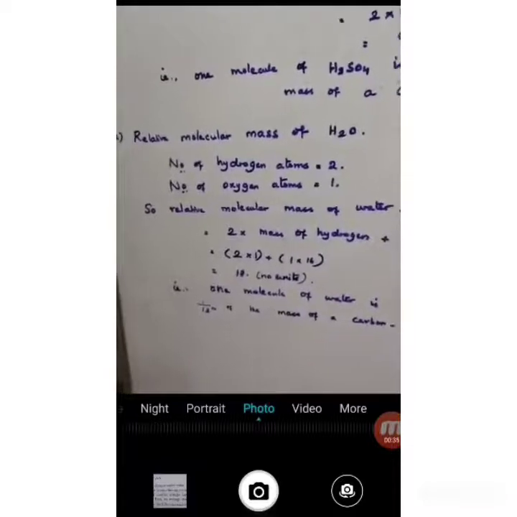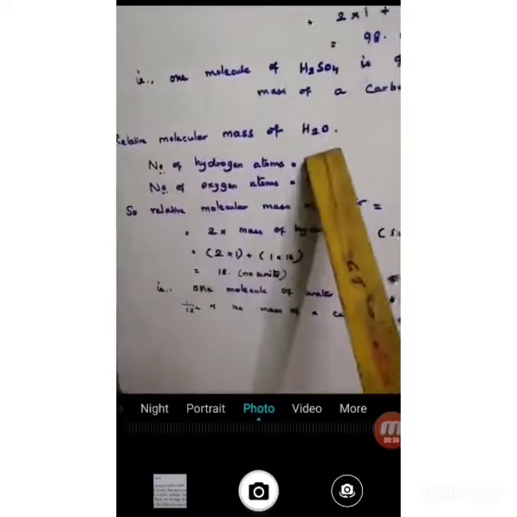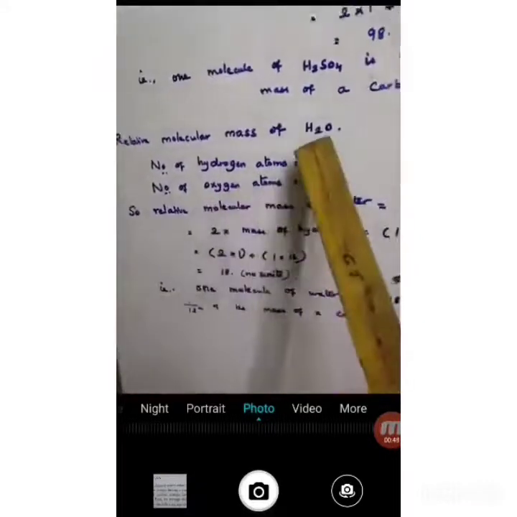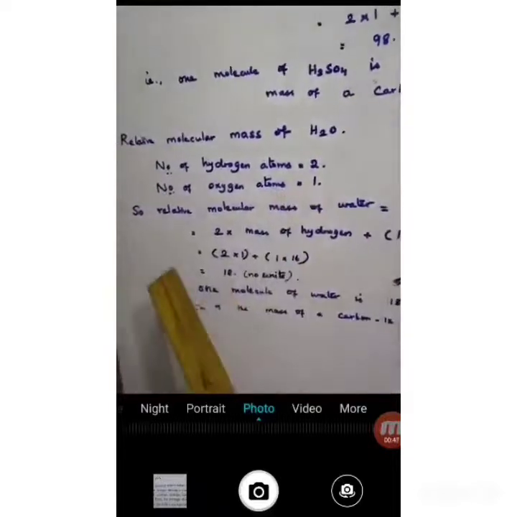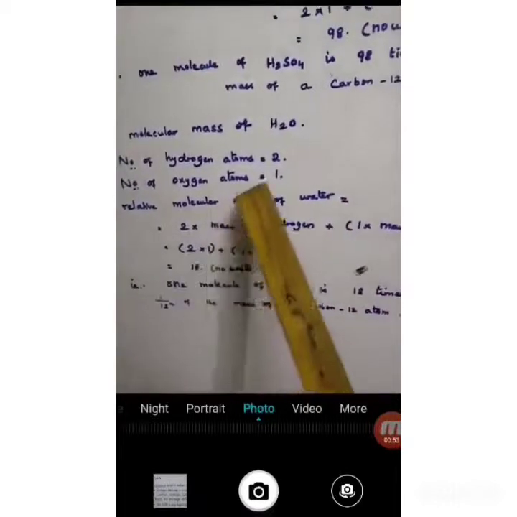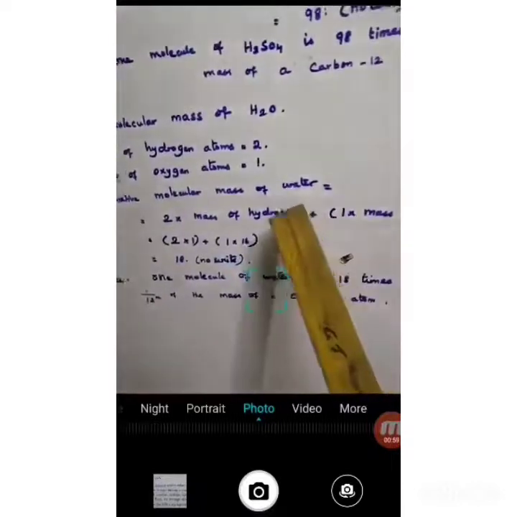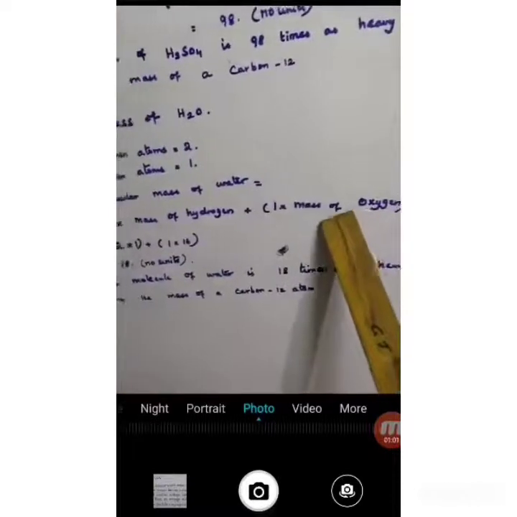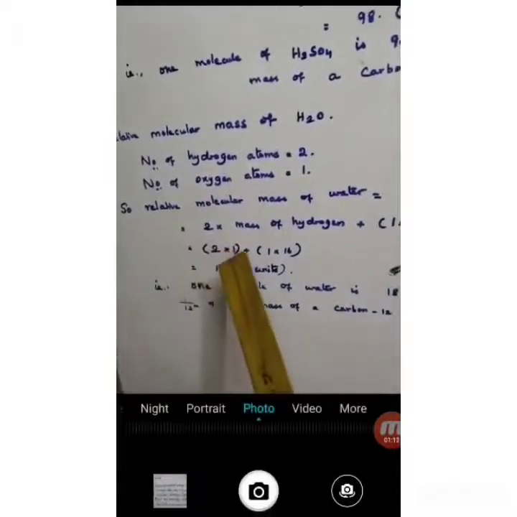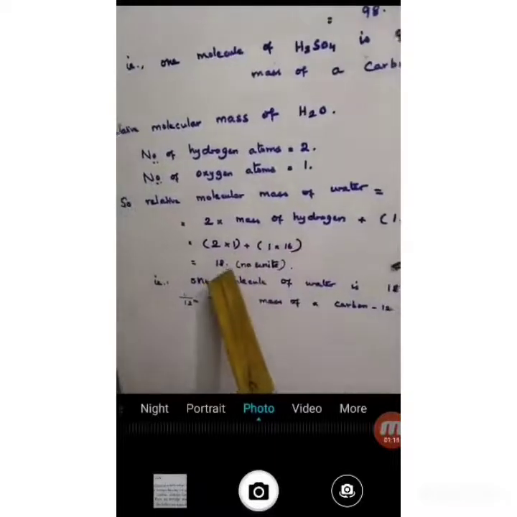Now you see the board, dear. Relative molecular mass of water. So the number of hydrogen atoms in this is 2. Number of oxygen atoms in this is 1. So relative molecular mass of water is equal to 2 into mass of hydrogen. Mass of hydrogen is 1. So 2 into 1 plus 1 into mass of oxygen, so 1 into 16. So 2 into 1 plus 1 into 16, we would be getting 18.